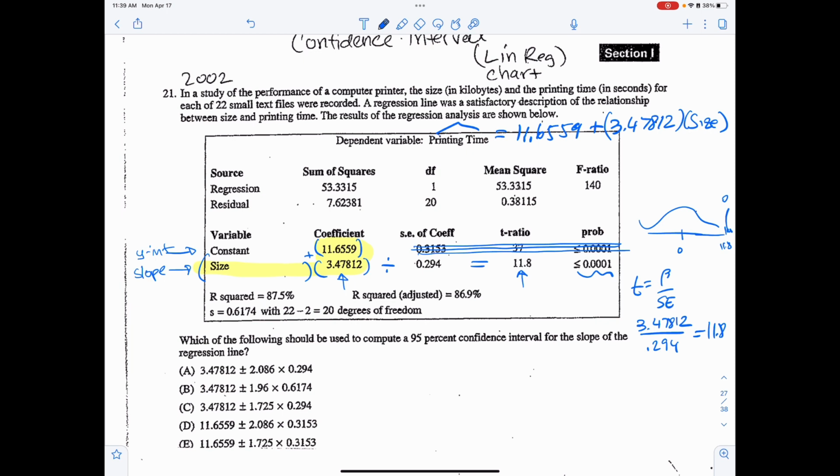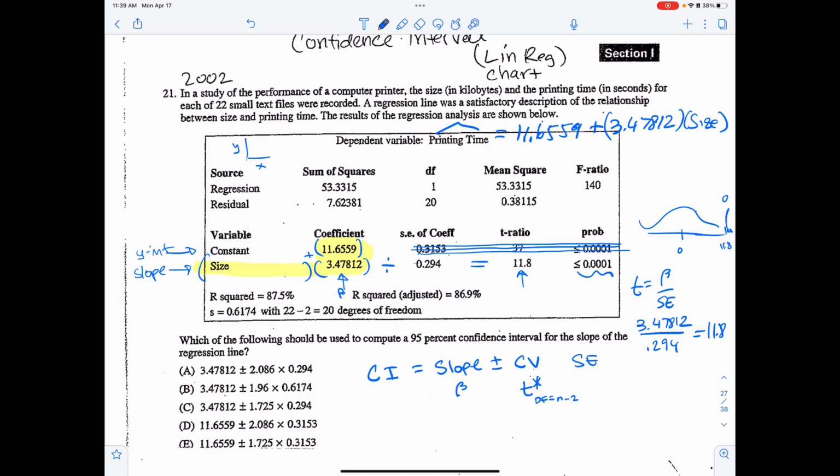All right, so when you are doing a confidence interval, remember, it's my slope, my beta, plus or minus my critical value. My critical value is t star, and degrees of freedom is n minus 2 for regression, because you have an x and a y, so I've got two variables, that's why it's n minus 2. And then it's times my standard error.